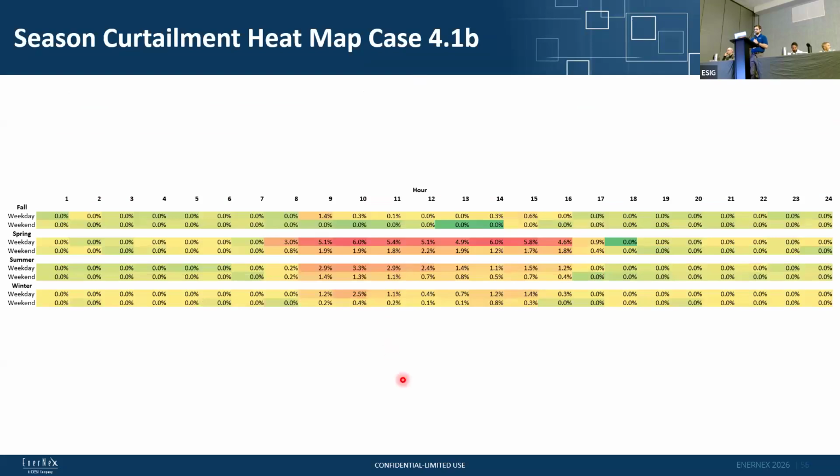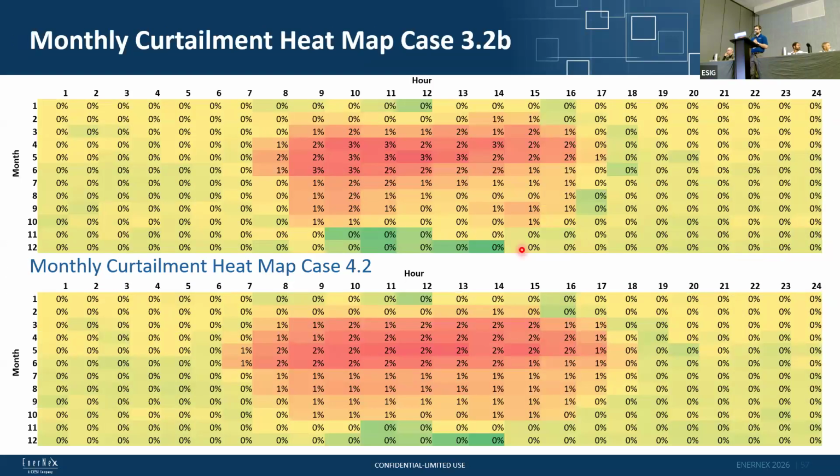Maybe apply that to the different management systems that are out there. And these are all pretty similar. This is now for the monthly, but same idea. Red is more, green is less. Curtailment for the plant for different hours of the day and months of the year.